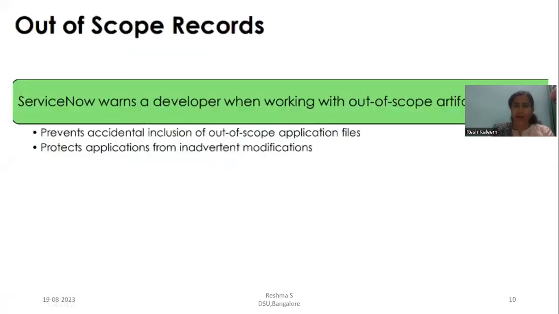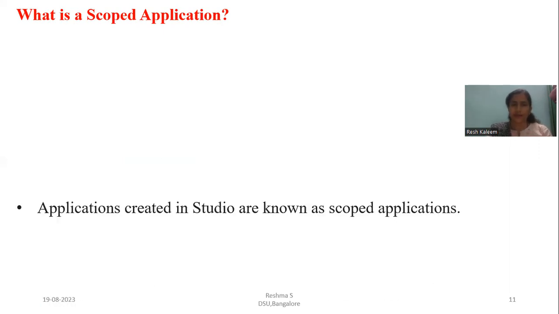So then next is out of scope records. This is a feature of ServiceNow Studio, which prevents accidental inclusion of out-of-scope application files. So it will protect the applications from inadvertent modifications. But what do we mean by scope of the applications? So here, ServiceNow is designing or creating different types of applications based on accessibility. One among them is a scoped application.